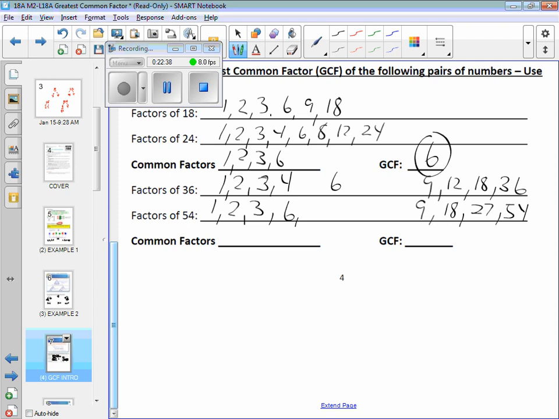Okay, what are the common factors? Bella, do it. I got you started. I gave you 1. 2. 3. No 4 for 54. There's more. There's one before it. What do you see in both?